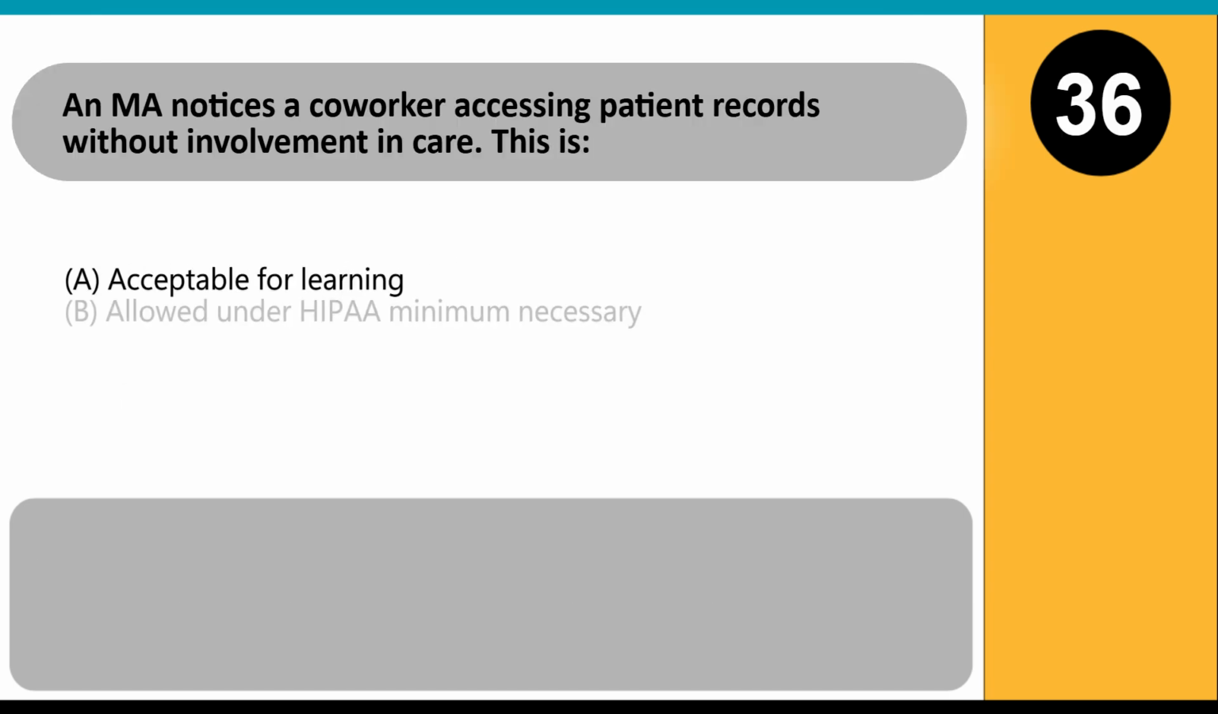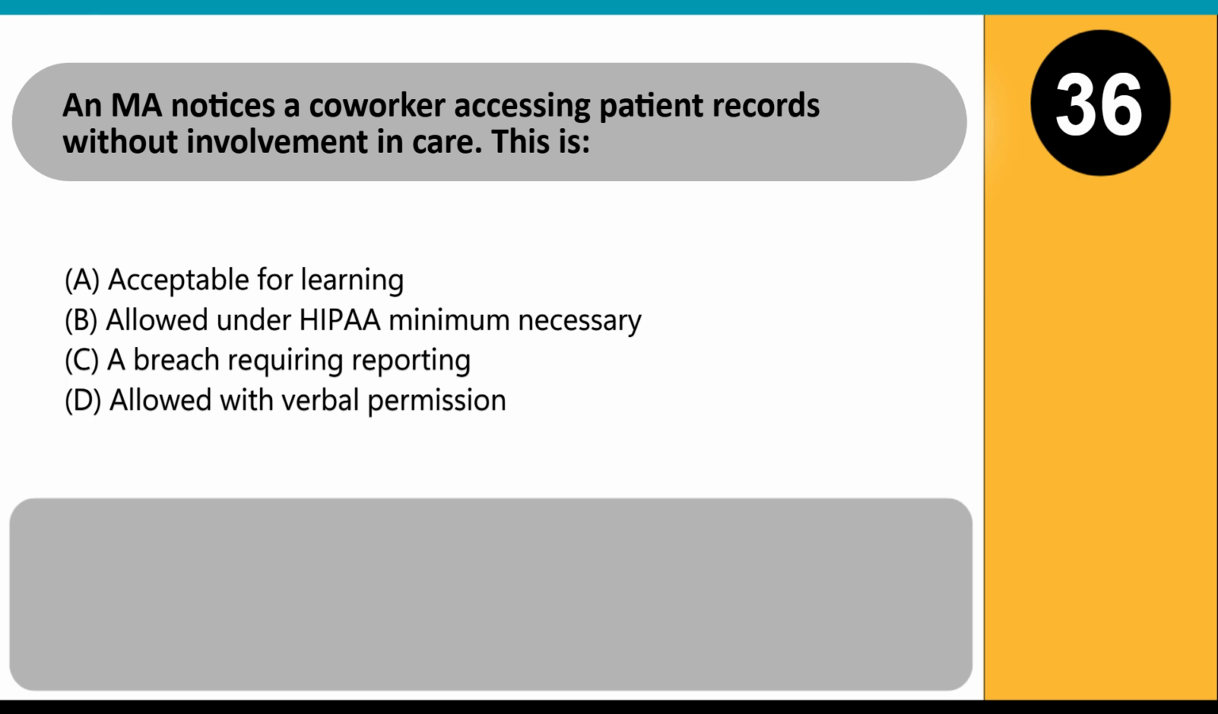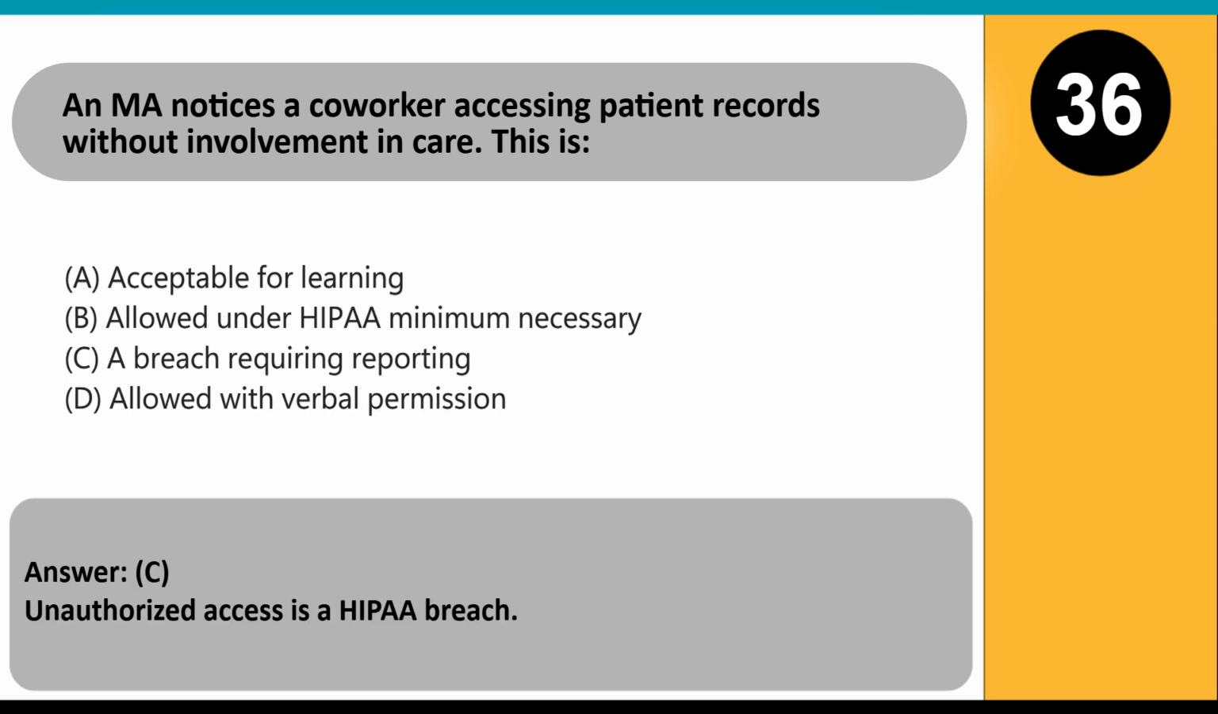An MA notices a coworker accessing patient records without involvement in care. This is: A. Acceptable for learning. B. Allowed under HIPAA minimum necessary. C. A breach requiring reporting. D. Allowed with verbal permission. Answer C. Unauthorized access is a HIPAA breach.